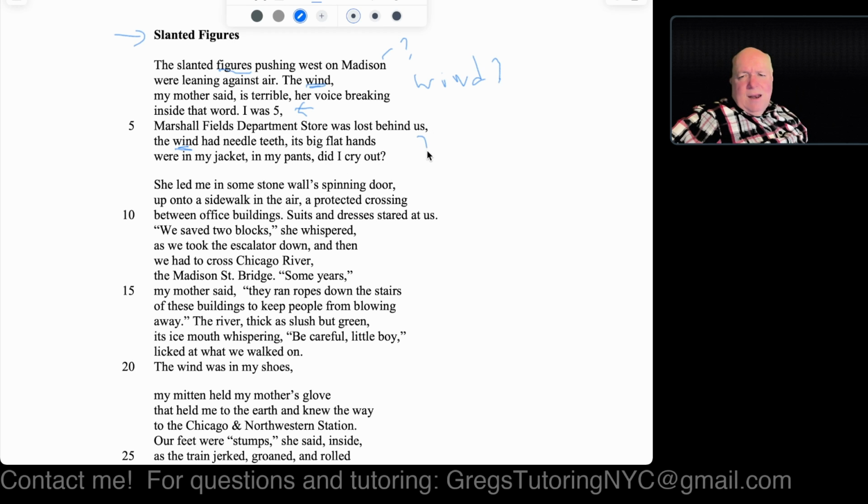So it turns out there's a lot we can think and say right here about this. First of all, the wind comes up again. So this seems to be a running theme, at least for the first stanza. We know this is a young child, and the child is using personification here. The wind had big flat hands that were in my jacket and my pants. So basically the interpretation to get out of this is that it was pretty windy and probably cold as well.